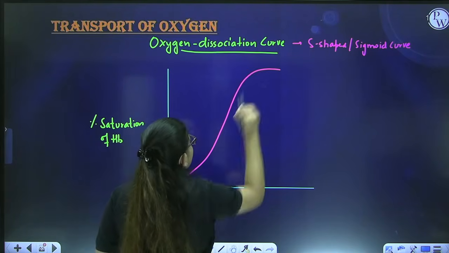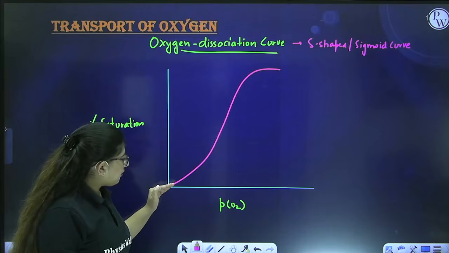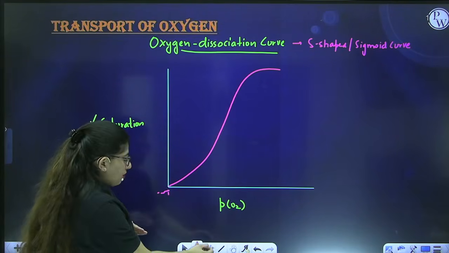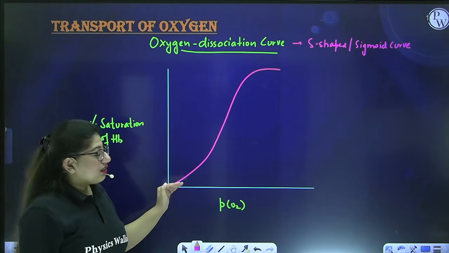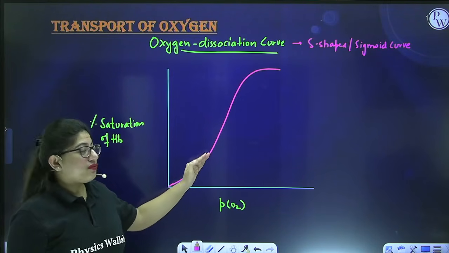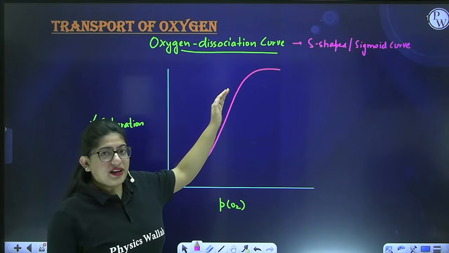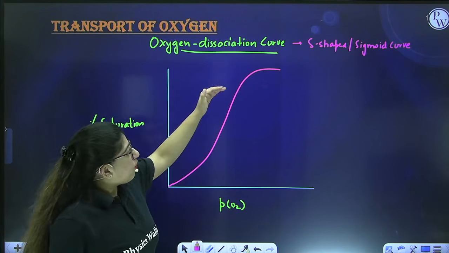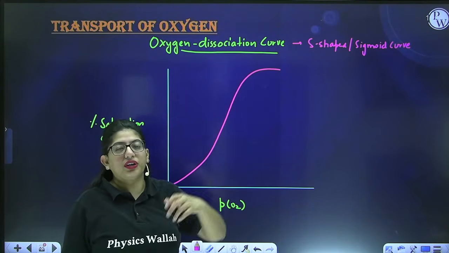Okay, guys, so whenever we say there is a sigmoid curve, that means whenever we are increasing the partial pressure of oxygen, the saturation increases. We increase more partial pressure of oxygen, more saturation increases. That means more hemoglobin is attached to the oxygen. But one time will come, the graph becomes stationary because all hemoglobin is saturated with oxygen.